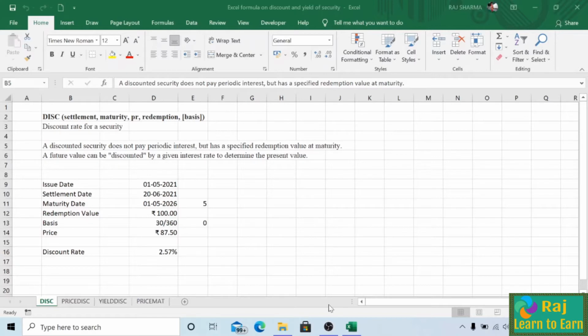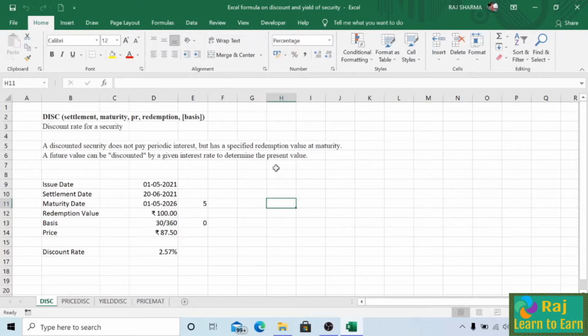So the formula syntax is DISC and the variables which are used are settlement, maturity, price, redemption and basis. A discounted security does not pay periodic interest but has a specified redemption value at maturity. What does it mean? That during the course of the period, generally in case of a discounted security, there will not be any interest payment. And on maturity, the customer will get the higher redemption price.